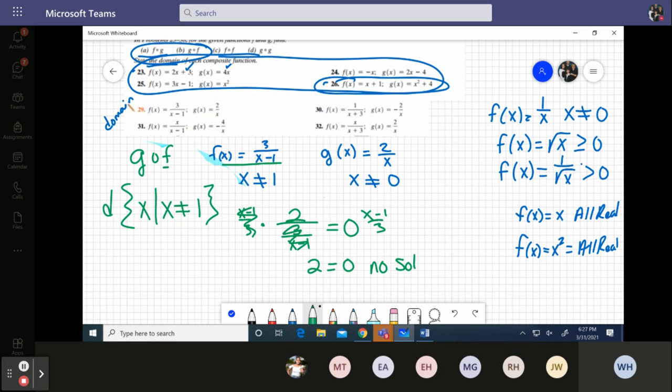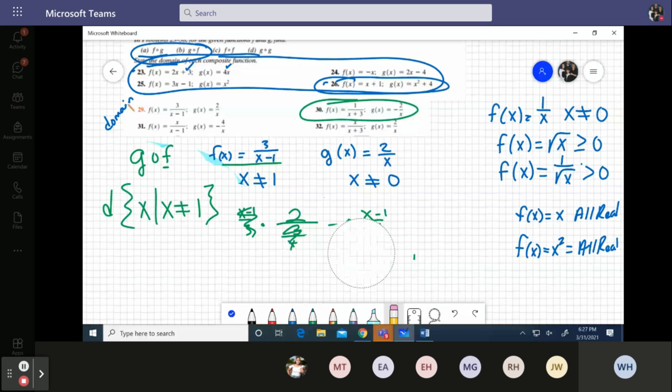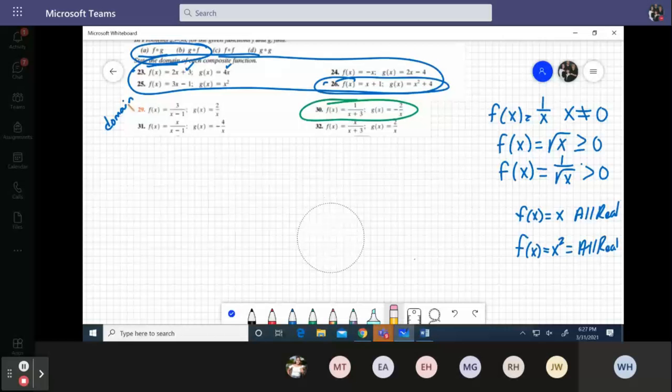All right, let's go after f of g, and we'll look at problem 30. Trying to find the domain for f of g.